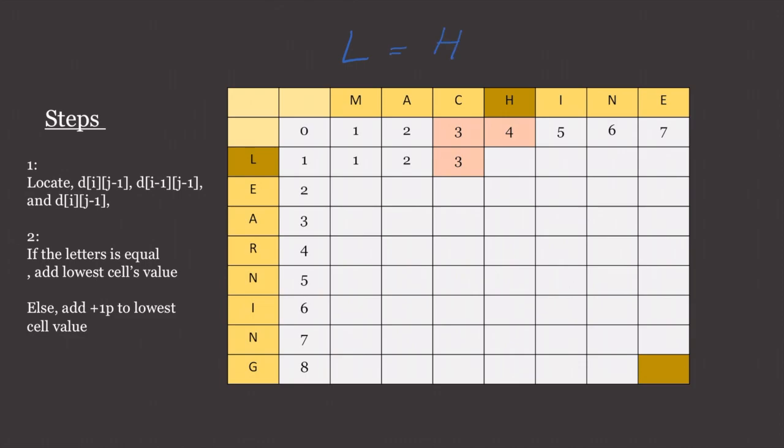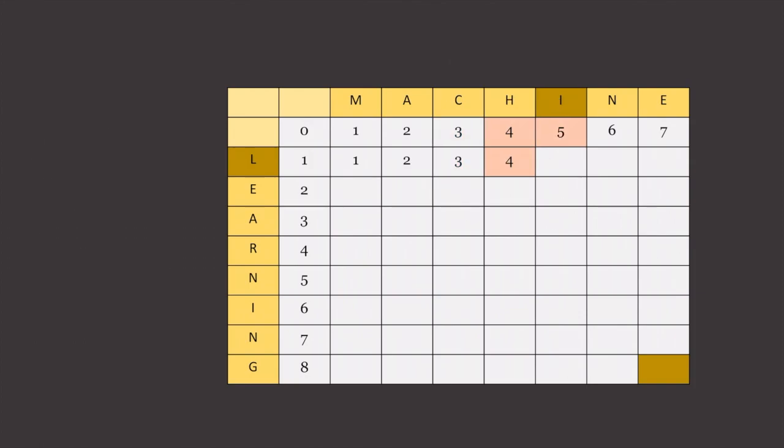Is L equal to H? And it is not, so we take the lowest value of the neighbors and add +1 to it. We repeat this process until we reach the last cell.